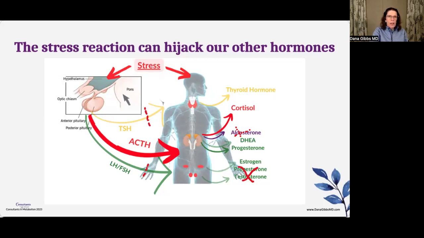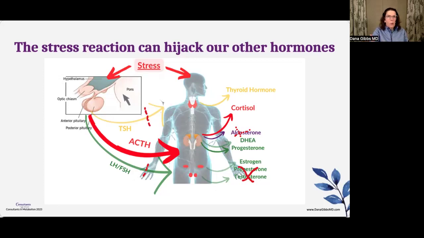Also, prolonged elevation of cortisol turns down the pituitary production of these other signaling hormones called LH and FSH, or luteinizing hormone and follicle stimulating hormone. And these are the ones that produce the sex steroid hormones. And if you knock this off completely, then the production of your sex steroid hormones can slow down or even stop.